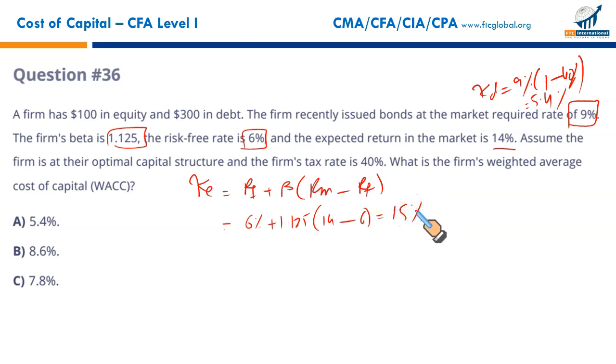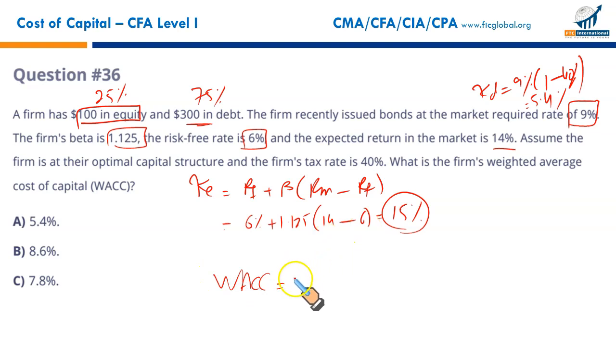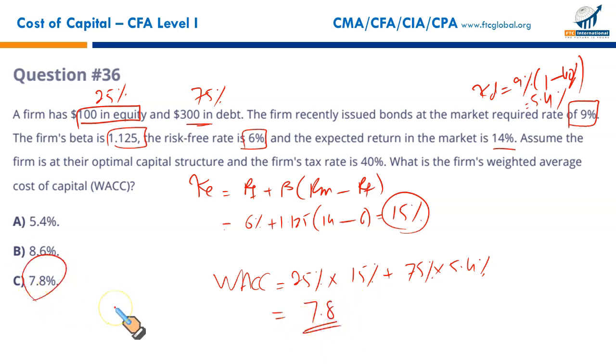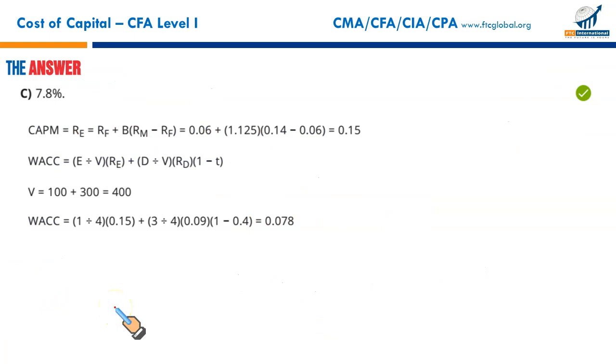That's all, done. Equity is overall 25% of your funding, 100 and 300, and debt is 75%. So these are the weightages. We have the costs also. We can calculate the weighted average cost of capital. WACC now is equal to 25% times 15 and 75% times 5.4 after-tax cost of debt. So let's do it. 0.25 times 15, plus 0.75 times 5.4 gives you 7.8. This is your weighted average cost of capital. That matches perfectly with your option C, and C it is.